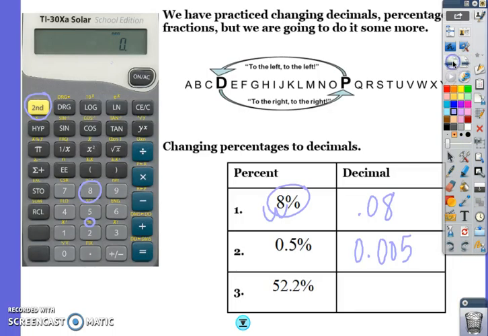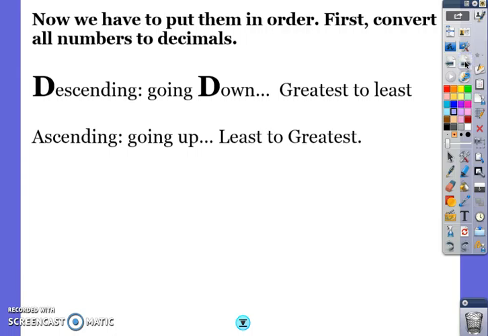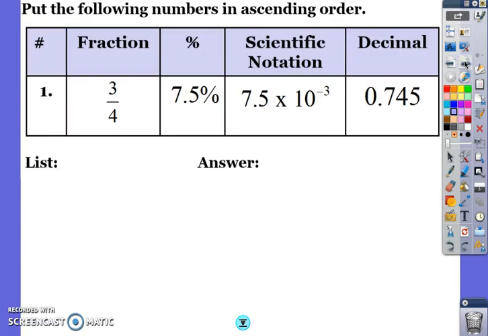Another way to remember that is Dr Pepper or the alphabet. If you're going from a decimal to a percent, you go to the right because that's the way the alphabet goes. If you're going from a percent back to a decimal, you go to the left because that's the way that D goes on the alphabet. All right, remember that descending starts with a D, we're going down, so biggest going down to smallest, and ascending goes up. So what I need to do if I get a list of numbers like this is I need to go ahead and make them all decimals.